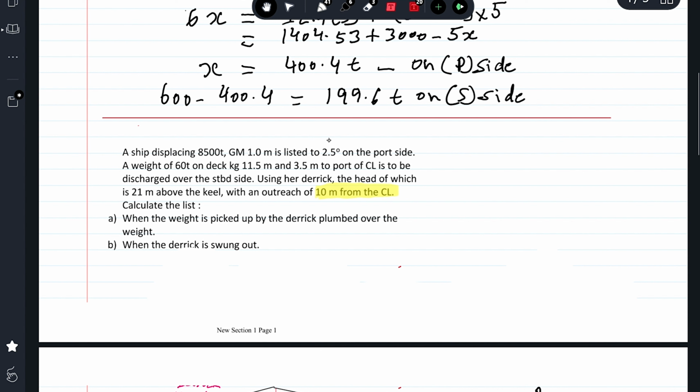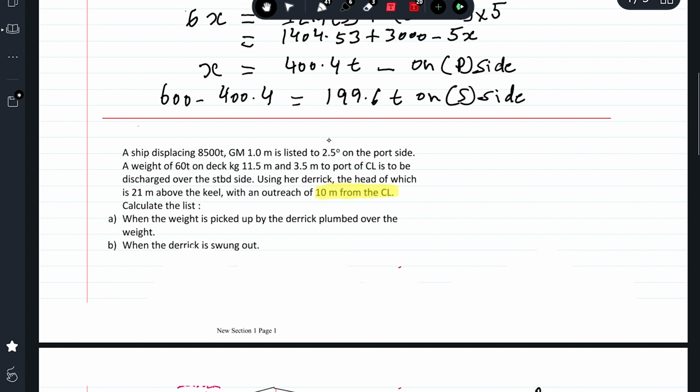So when the derrick is swung over on the starboard side, the cargo will be 10 meters from the center line, which is the outreach of the derrick. So the hook of the derrick where the cargo is suspended will be 10 meters from the center line on the starboard side. So calculate the list when the weight is just picked up by the derrick plumbed over the weight. Derrick is plumbed over the weight and it is just picked up.